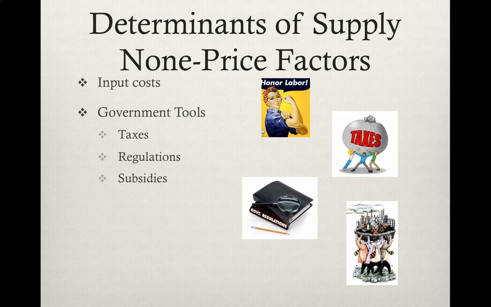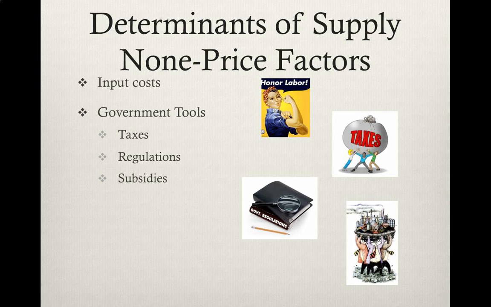Regulations is another thing. The more regulations there are, the less a business is willing and able to make available for sale. It just makes it more difficult. When we talked about externalities, when the government starts imposing fines and sanctions for polluting, then the businesses start to have to lower their supply until the regulations are gone.